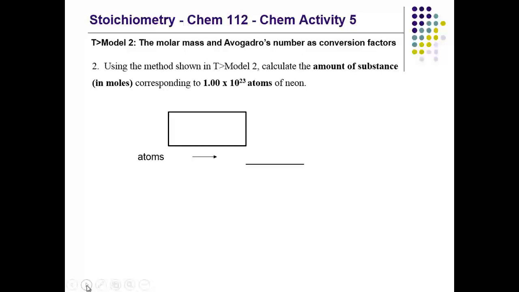So as mentioned, there are some steps here. It's helpful to identify what the quantity is, and to realize you're going to change that quantity to a different quantity, in this case, the amount of substance. We're going to use a conversion factor to do this. In this case, it's the exact same conversion factor that was used before.